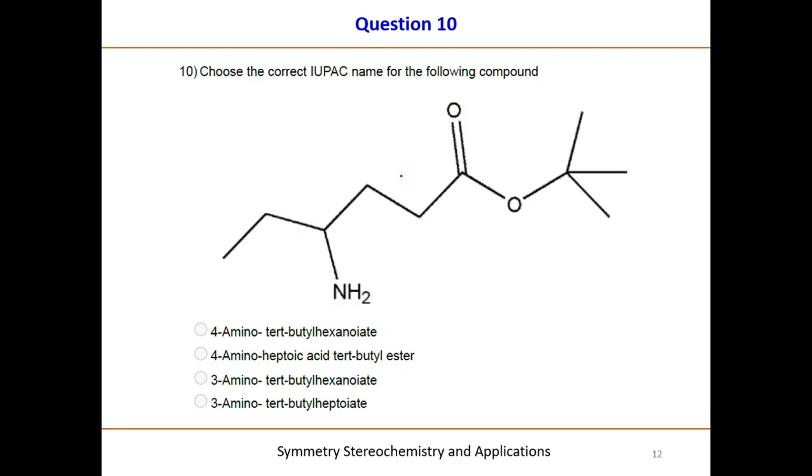Now next question. Here you can see this is the last question of this assignment, and again we have to find out the longest linear carbon chain present in this molecule. So what will be the longest linear chain? Anyone?